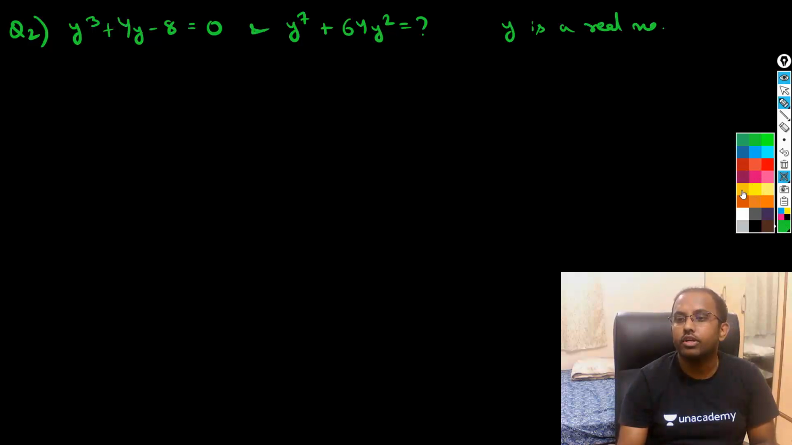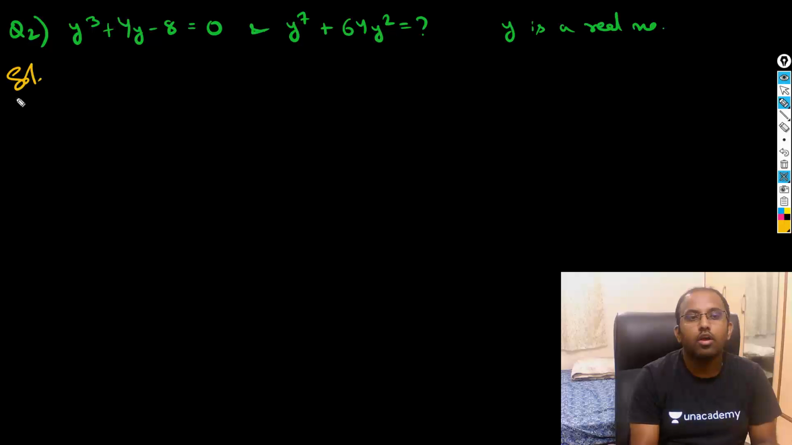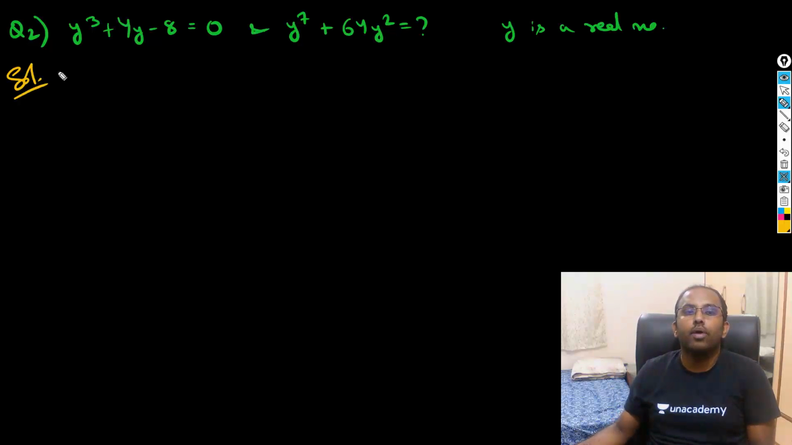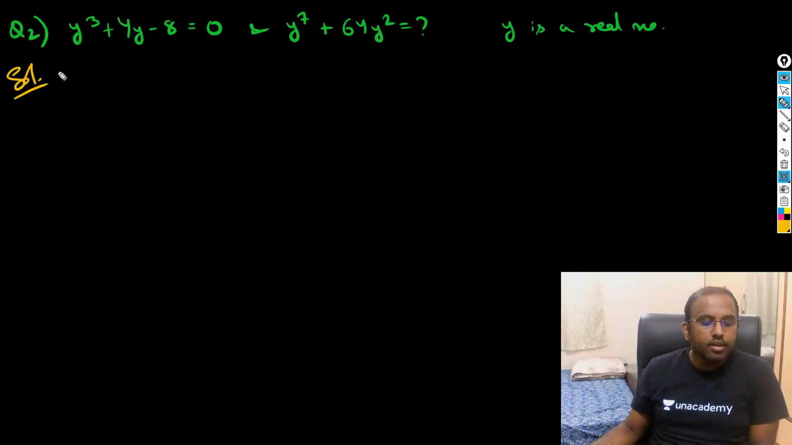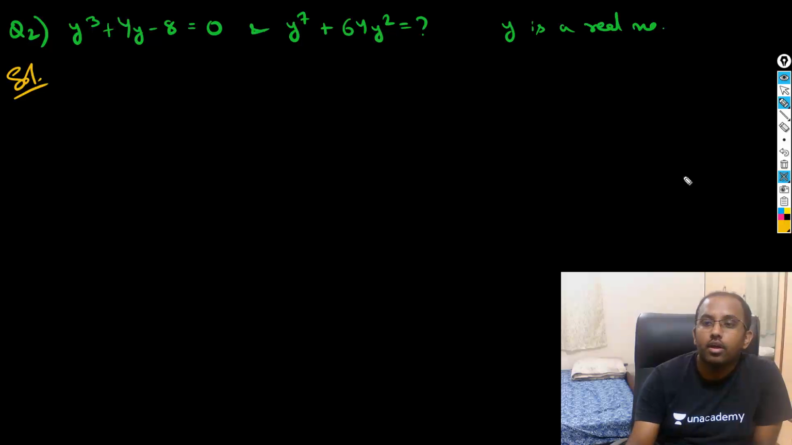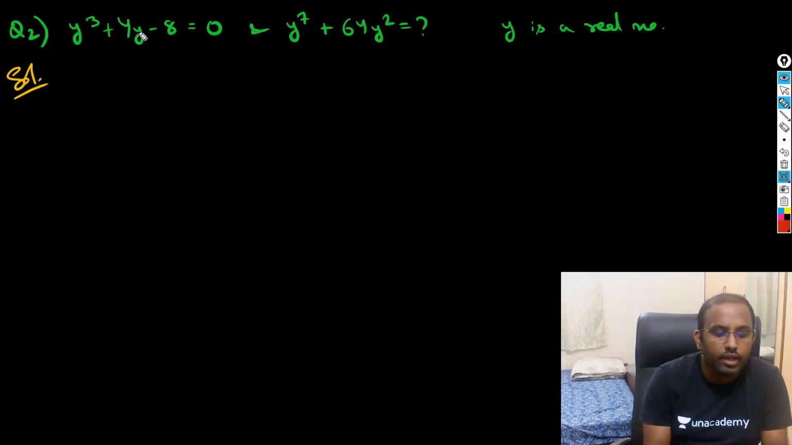Now let's look at this question. To understand this question, guys, y cube plus 4y minus 8 equal to 0, and I need to calculate y7 plus 64y square. So basically I need to reduce the power because it is y raised to 7 and I'm not able to connect it from this y cube. So how to reduce this power? In such cases, you just write this y7 plus 64y square. I want to reduce this power, and from y cube plus 4y minus 8, what can I get?